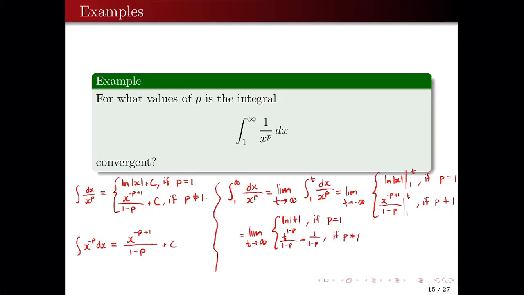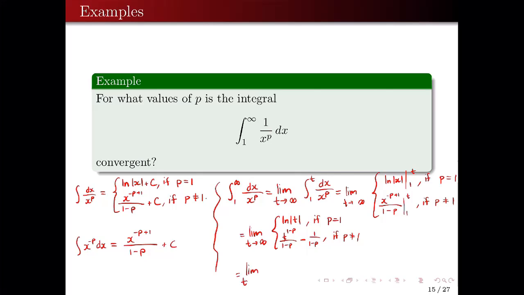Now, for this part, we will divide this further into p greater than 1 and p less than 1. Okay, thank you. This should be plus infinity in here. So like I said, we will divide this guy here into two parts, p greater than 1 and p less than 1. So let's do that.